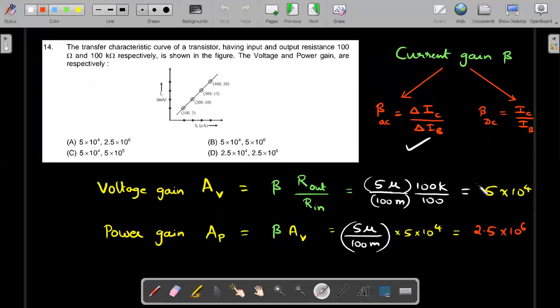So all those cancellations give you a voltage gain of 5 into 10 power 4, and power gain AP is equal to beta times AV. So if you want to write it in terms of numbers, it would be beta squared into R out by R in. When you do that calculation, or substitute that voltage gain, you again get this number. So the answer should be 5 into 10 power 4 and 2.5 into 10 power 6.